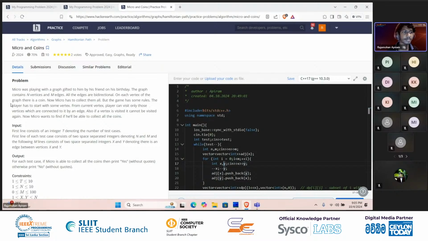So it's better if you read all the problems, then you will have an idea whether you can solve this or not. Because you might be good at some area, and if the problem is about that area, you can easily solve it, right? So it's always better if you read all the problems.